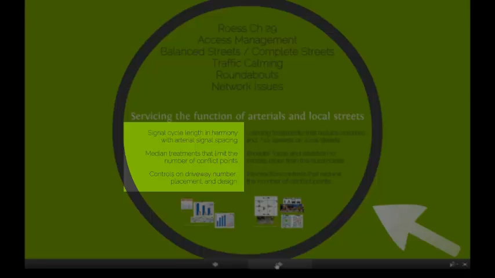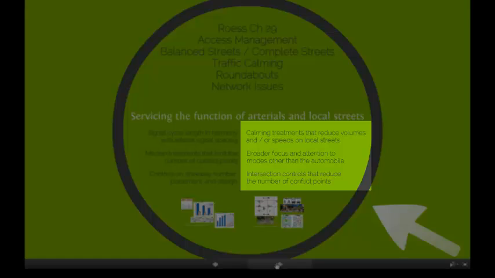On the left, we find signal cycle length in harmony with arterial signal spacing, median treatments that limit the number of conflict points, and controls on driveway number, placement, and design. In a moment, we'll look at supporting exhibits for these 3.